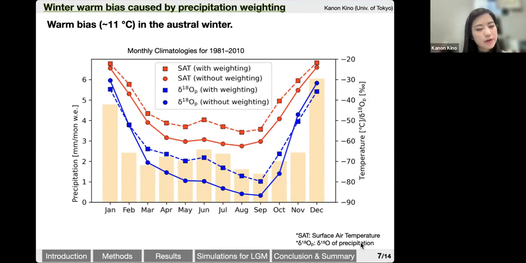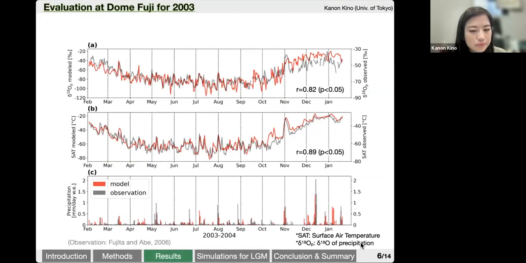So from here, this result suggests that a warm bias should exist in the austral winter, and it's about 11 degrees in the case of this experiment. On the other hand, in austral summer, the differences between solid and dashed lines are small. So it means less bias. This is because of the small variability or amplitude in daily signals, as shown in the previous slide.